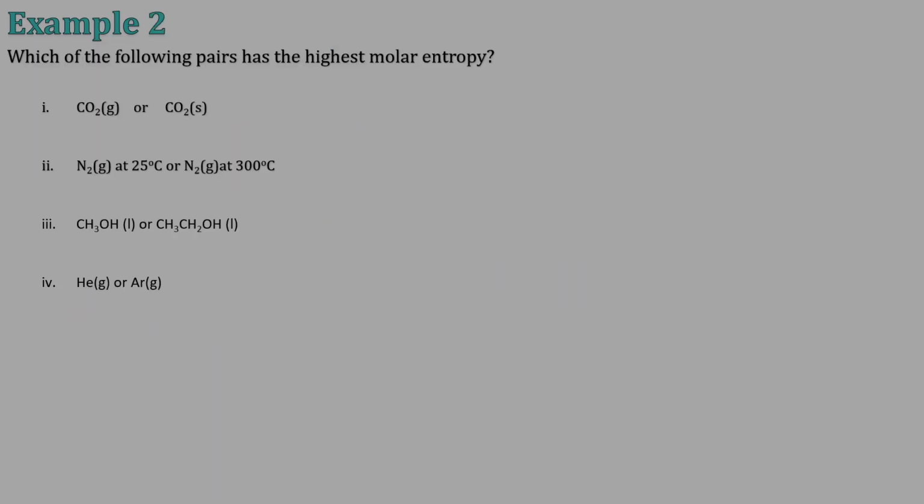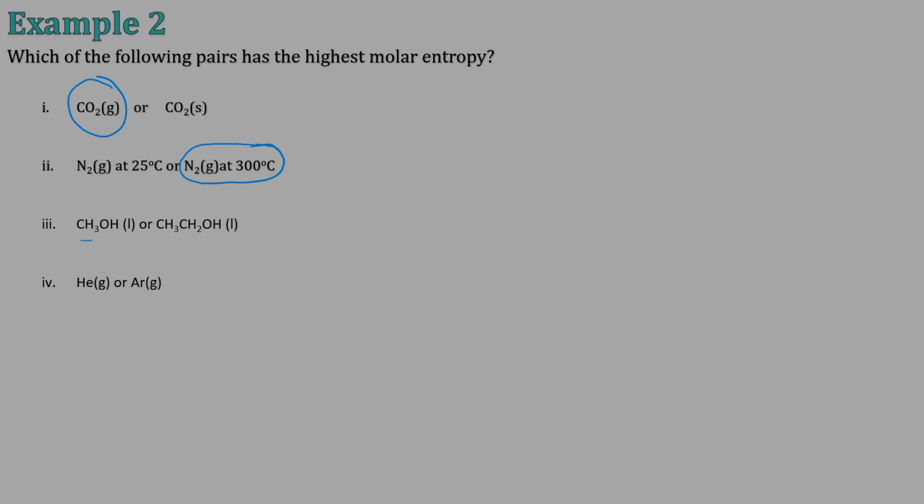All right, so which of the following pairs has the highest molar entropy? So if we compare gas to a solid, the gas is going to have a higher molar entropy. We have nitrogen gas at 25 degrees Celsius or nitrogen gas at 300. This will definitely be higher.